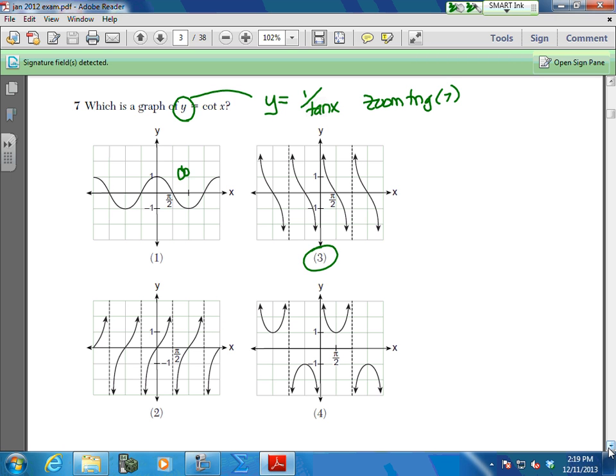This is your cosine curve. You should recognize this one. And this is the opposite of your sine curve. This is your cosecant. You can kind of see your sine come out here. This is your tangent. So that one, number 3, is your cotangent.